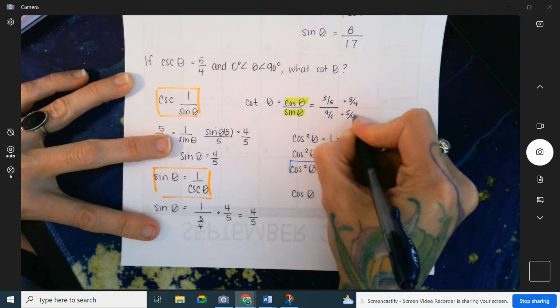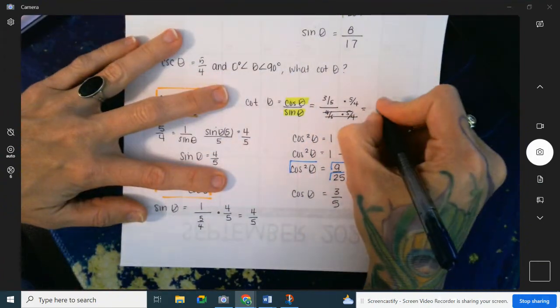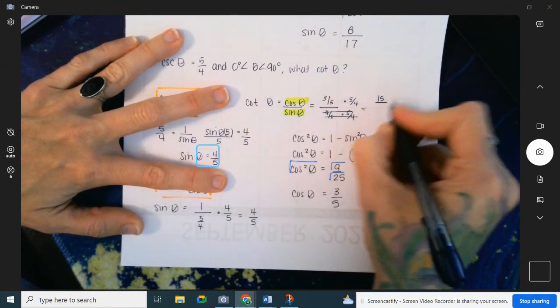To get the fraction out of the denominator, we're going to multiply by the reciprocal. And ultimately, you're doing it to the top and the bottom. These guys cancel each other out. So now we're doing 3 times 5, 15. 5 times 4 is 20.